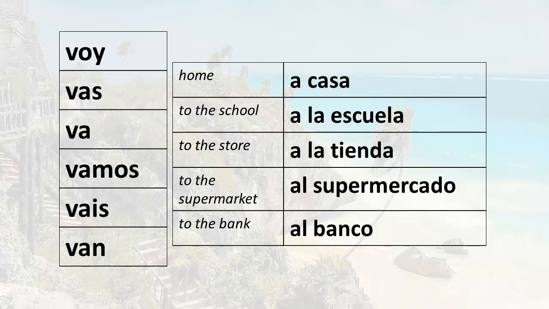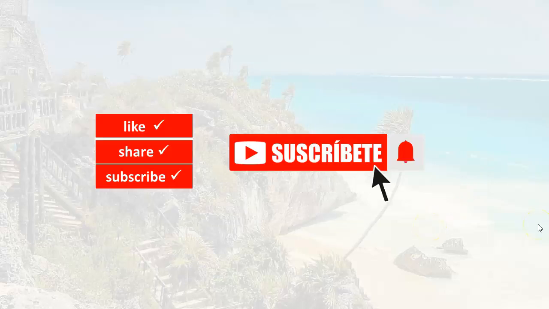If I want to say they go, it would be van. So they go home, van a casa. They go to the school, van a la escuela. They go to the store. Van a la tienda. They go to the supermarket. Van al supermercado. And finally, they go to the bank. Van al banco. All right, that's it for this lesson.